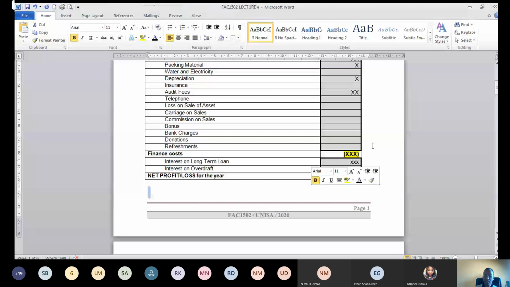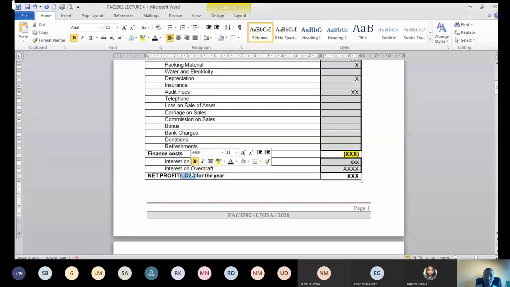If this answer is positive, if it is a plus, then you will label it as the net profit for the year. So if your answer is positive, then you will label it as the net profit for the year. If, however, your answer is a negative amount, then you will label this as the net loss for the year.